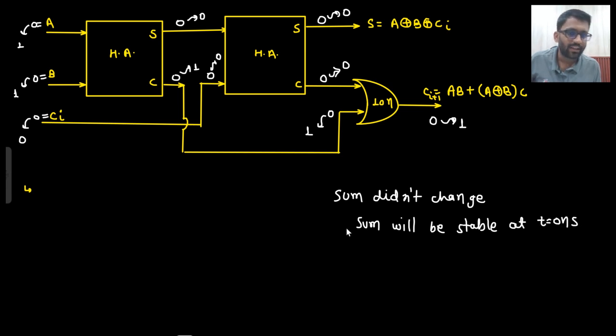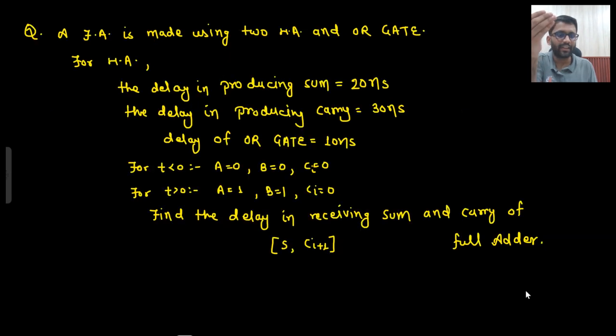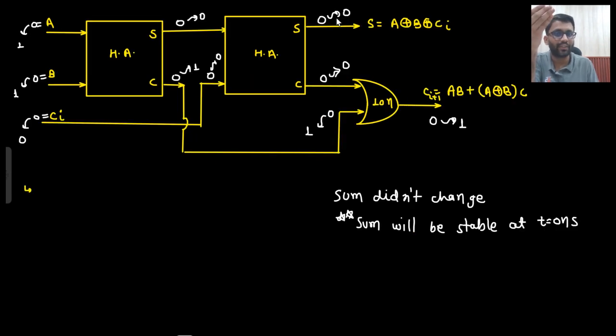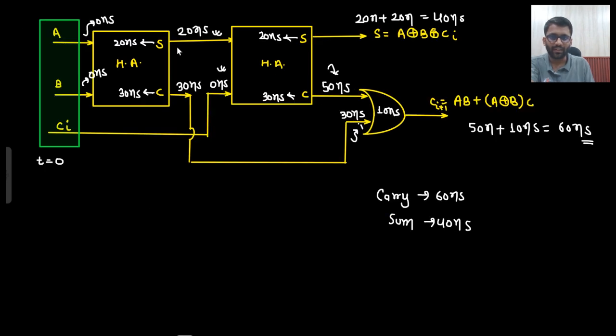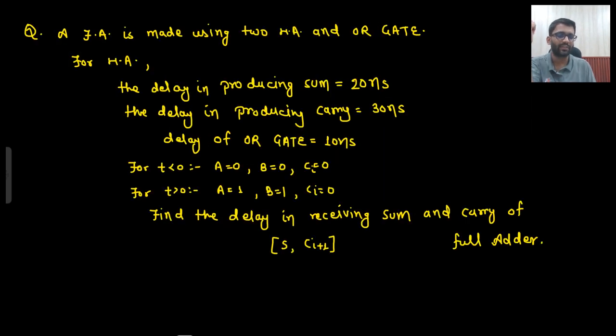So if they are asking how much time they are taking to receive the sum, you will say 0 nanosecond, because it never changed. For t less than 0 as well it was 0, for t greater than 0 as well it is 0 only. The sum did not change. So this is the important point. If you have done in this manner, you would have got 40 nanosecond answer, but that is wrong.